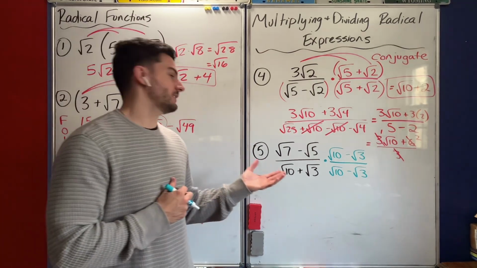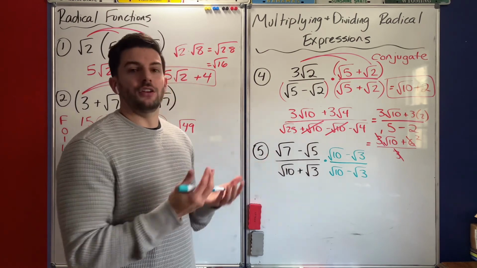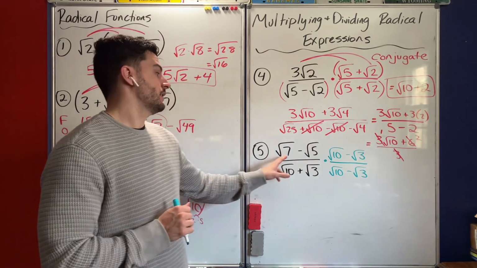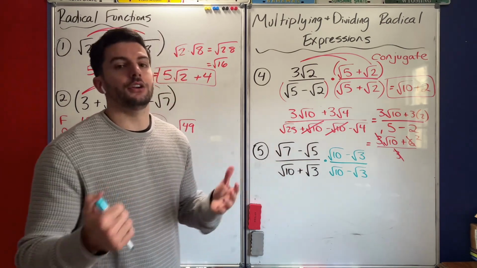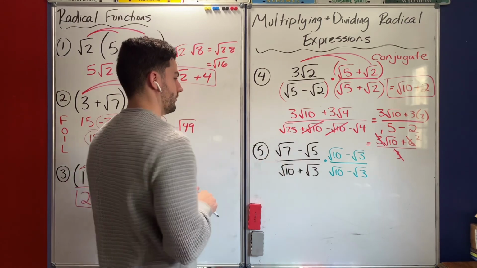Again, and you might be saying, oh, couldn't I do square root of 7 minus square root of 5 is square root of 2? No, unfortunately, you can't. Again, with adding and subtracting radicals, they have to be the same number under the radical to be able to combine them. So none of these have that.